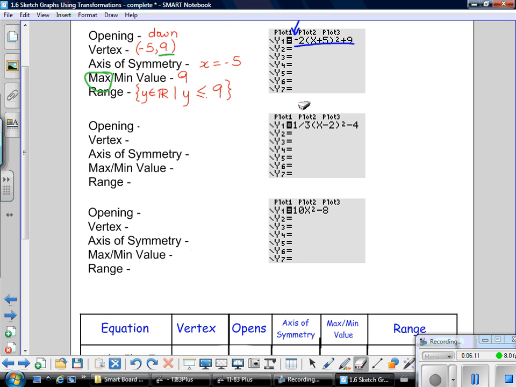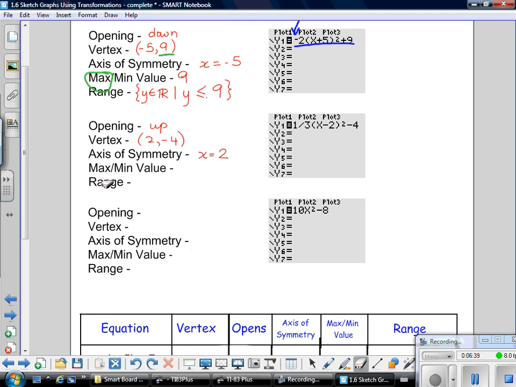Okay, now let's look at the next example. This time I have 1/3 and then my bracket minus 4. This time my 1/3 is positive, so I know that I'm opening up. I know my vertex, this time it's a negative in there, so that means I have a positive h value, and my y value, my k value, is negative 4. Axis of symmetry is always the x value of the vertex, so x equals 2.